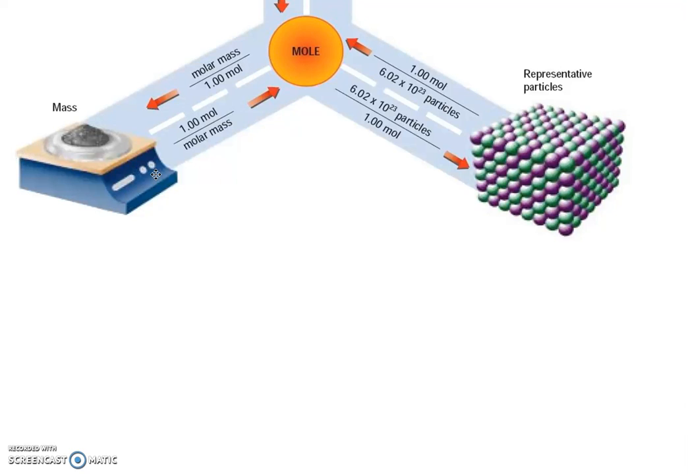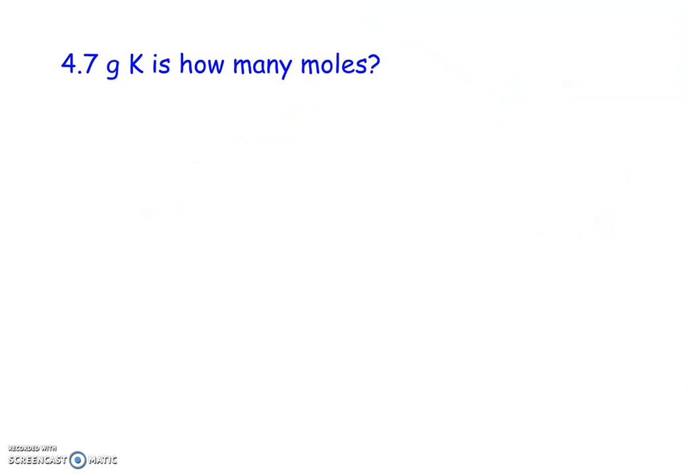In this video, we're going to be looking at how to convert between mass and moles and representative particles, whether those are atoms or molecules or formula units for an ionic compound. Our first question says, I have 4.7 grams of potassium and I want to know how many moles that is.